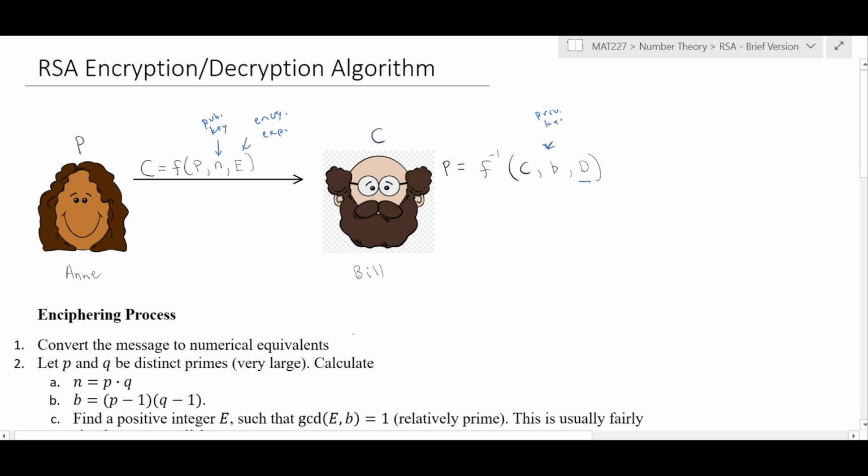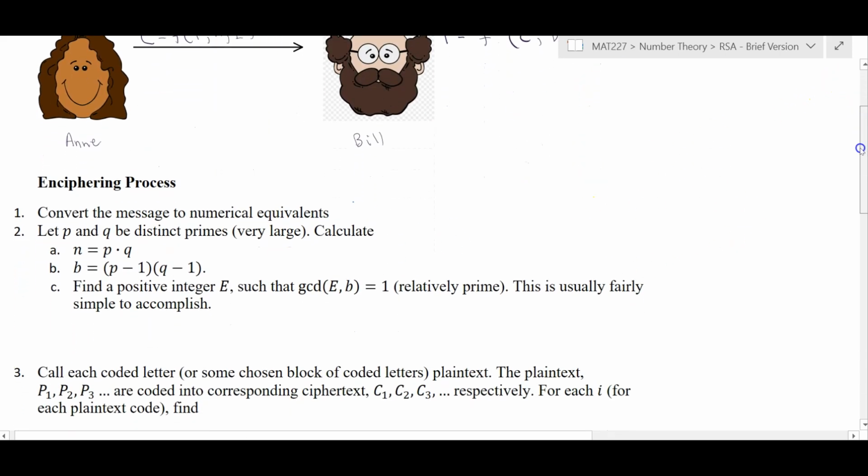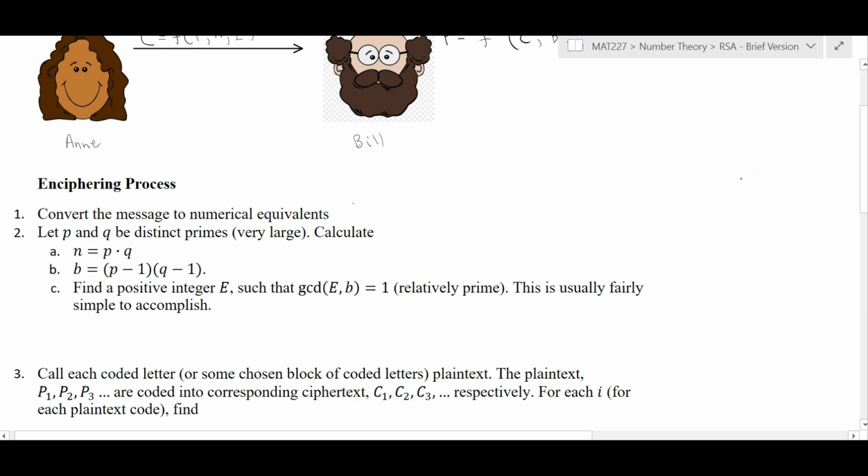And the reason it's private is because the only person who could open the box that Anne proverbially locks is the person who has the ability to unlock the box. So that's the key that unlocks the box. And Bill also has this exponent called the decryption exponent that will be needed in order to reverse this process. So let's see how this all works together, and we'll look at a real basic example of this.